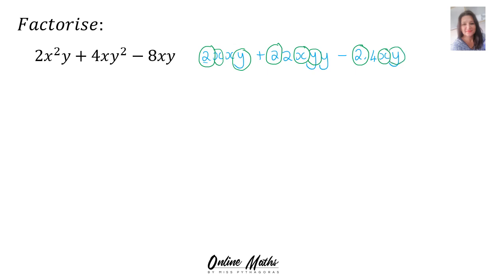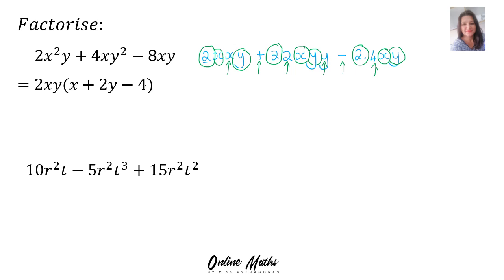So the common factor will be 2xy bracket, and I'm left with this x plus 2y minus 4, and you factorized. Next example.